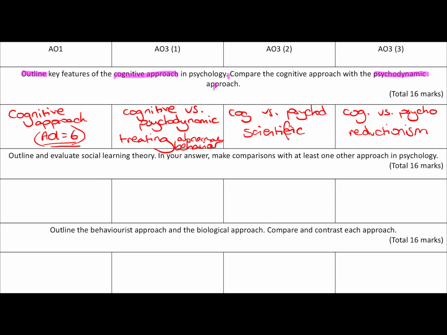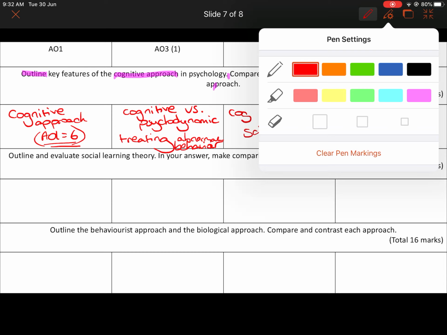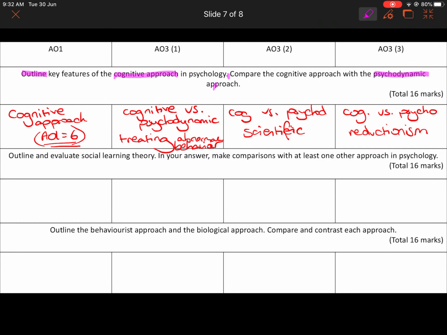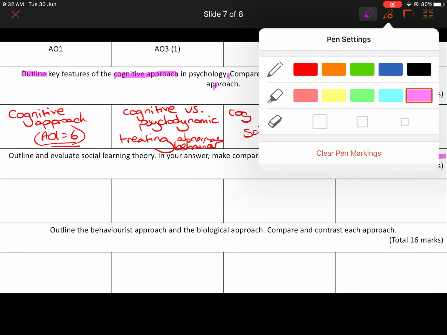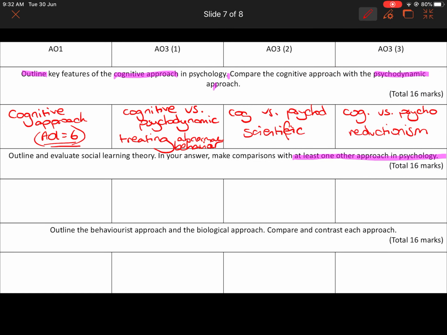Let's have a look at another type. So, outline and evaluate social learning theory. In your answer, make comparisons with at least one other approach in psychology. Now, you've got some options here. So we can see again, outline and evaluate social learning theory. So we know that social learning theory is going to be our 6 marks of AO1. So we don't need to outline any other approach here.